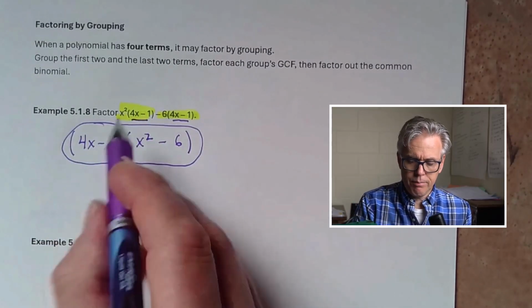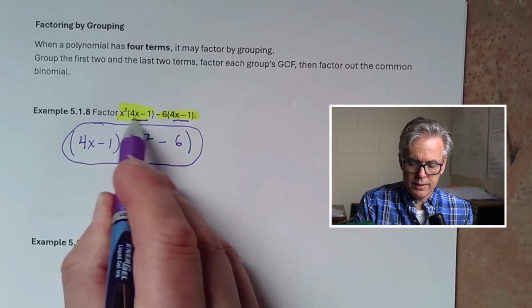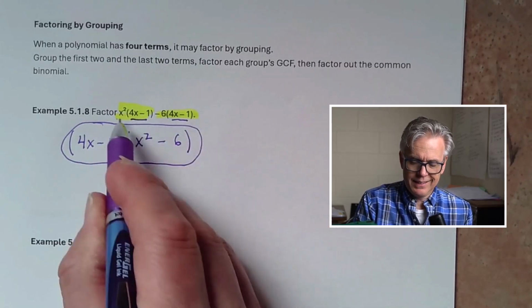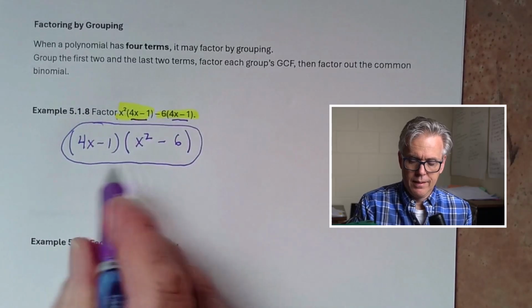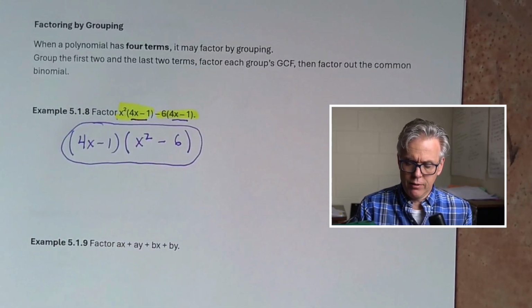Now we could check this. You could distribute through this x squared on this top one, because here it's kind of pre-factored for you in this first one, and then FOIL this one out. I'm not going to do that for this one.